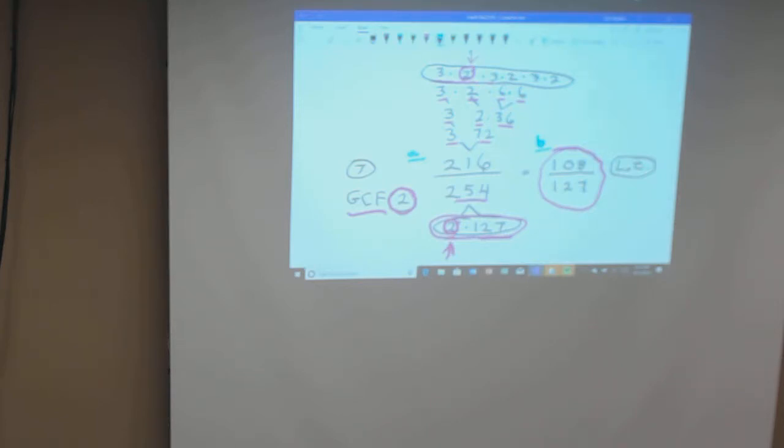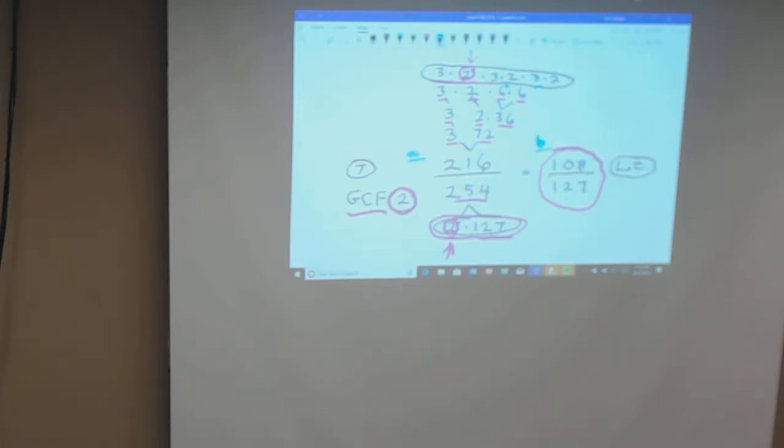Oh, and 6 becomes 3 and 2 and 3 and 2. So now I have the prime factorization of 216 is 3, 2, 3, 2, 3, 2. What's the prime factorization for 254? 2 and 127. And you can spend time messing with 127, or just look at your prime number chart and say, 127 is a prime number, so I'm done with it.